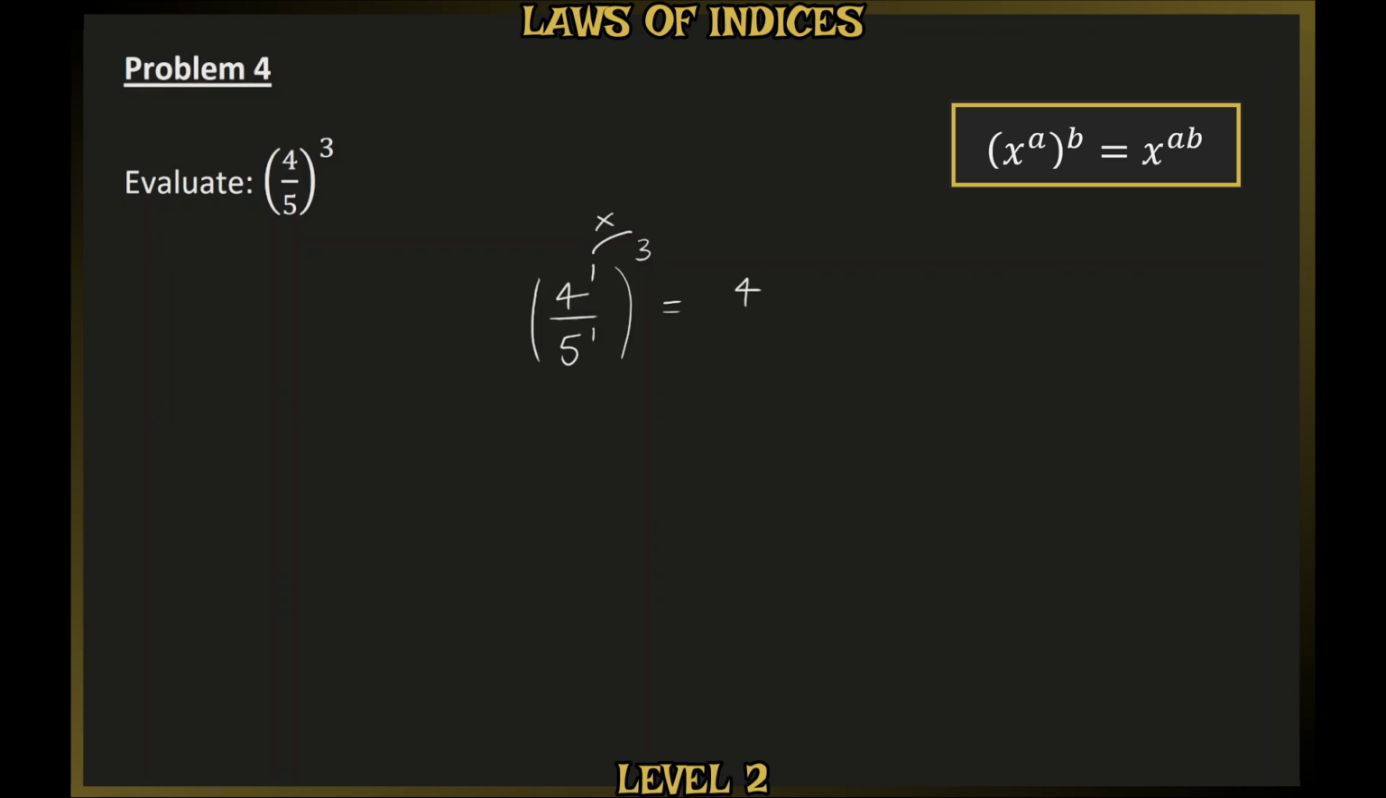Starting with the numerator, we can multiply together 1 and 3, which gives us 3, and our numerator becomes 4 to the power of 3. Similarly, in our denominator, 1 times 3 is 3, so we have 5 to the power of 3. Now 4 to the power of 3 is 4 times 4 times 4, which is 64. 5 to the power of 3 is 5 times 5 times 5, which is 125. And that's the final answer to problem 4.